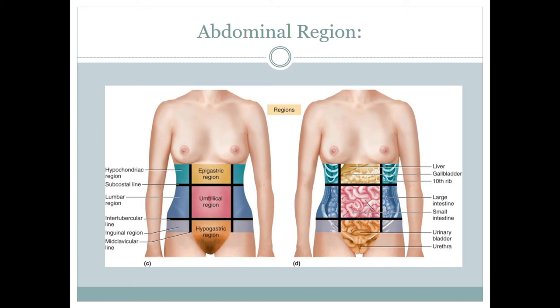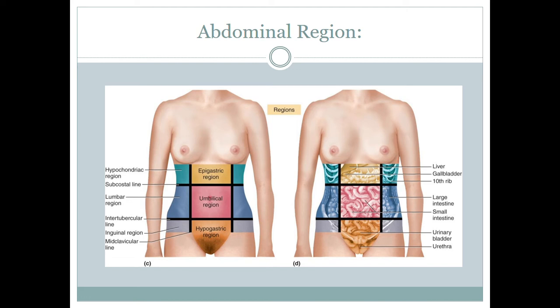Just inferior to the epigastric region is the umbilical region. That's the area that surrounds the umbilicus or our navel, which is commonly called the belly button. And then inferior to the umbilical region is the hypogastric region. Hypo means below, gastric refers to the stomach. So this is the area that is below your stomach.